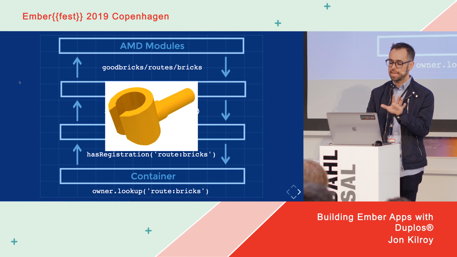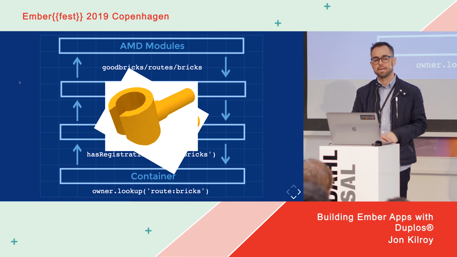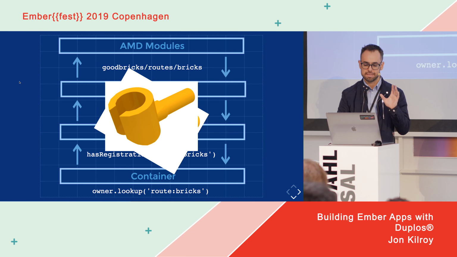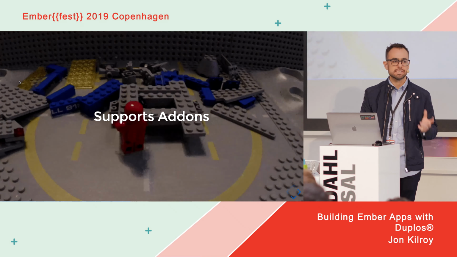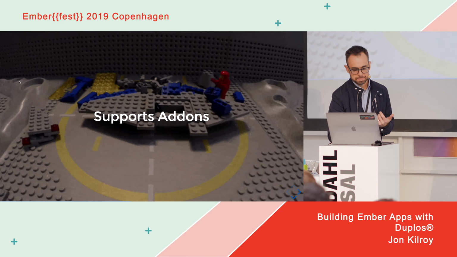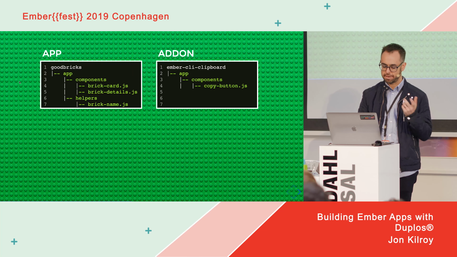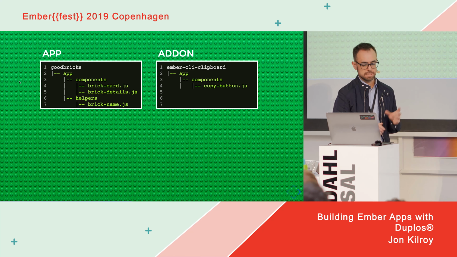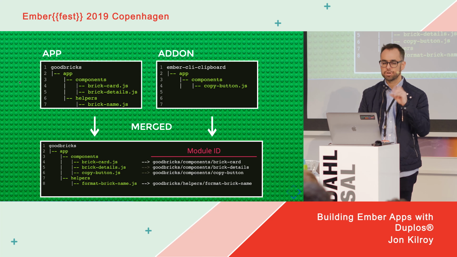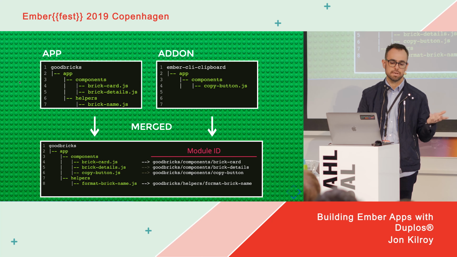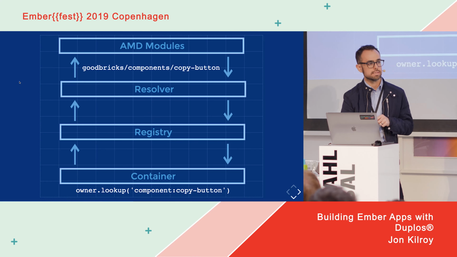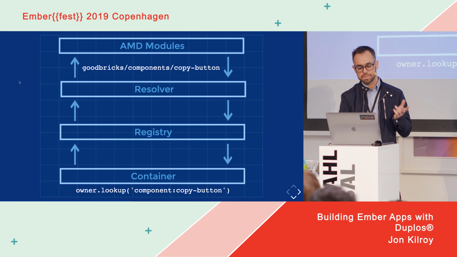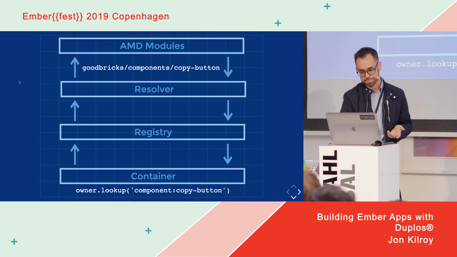Now, I'm going to be honest. I'm hand-waving a few details here. There's a thing called a fallback registry, but in general, this is the flow that will happen in your app. And ultimately, this is how we bring add-ons into our system. When we have an add-on in our app, what our build system is doing is it's simply taking the two app trees and it's merging them together into a single namespace, and each of the components have a module ID, of course. And so when we want to bring in this add-on and this component, it simply goes through that same process that we just went through.